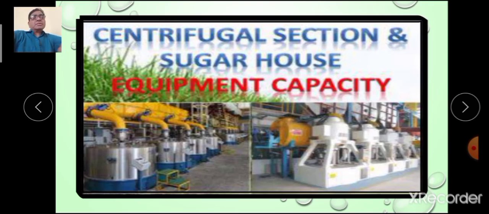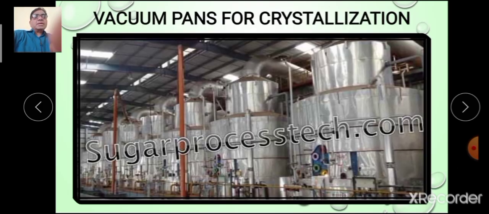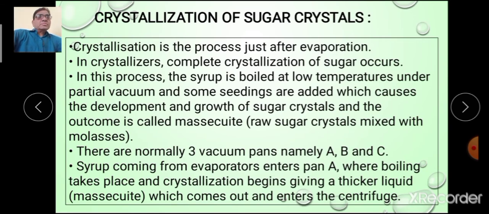The syrup, that is the concentrated syrup in evaporators, enters the first pan A, where again boiling takes place and crystallization of the sugar crystals starts, giving a thicker liquid, that is a massecuite.